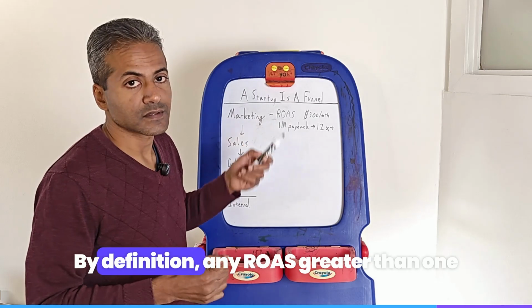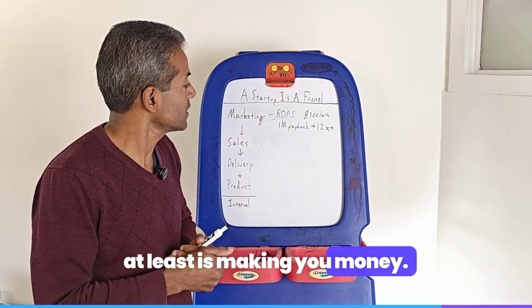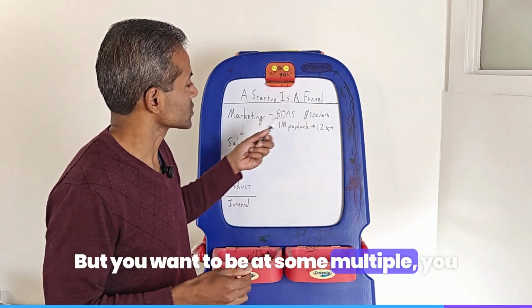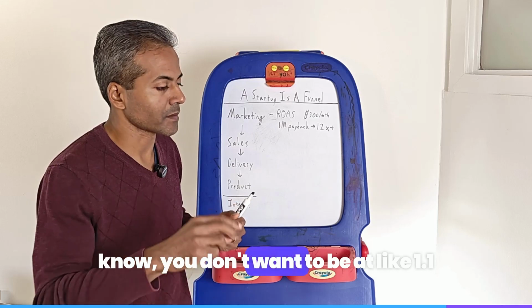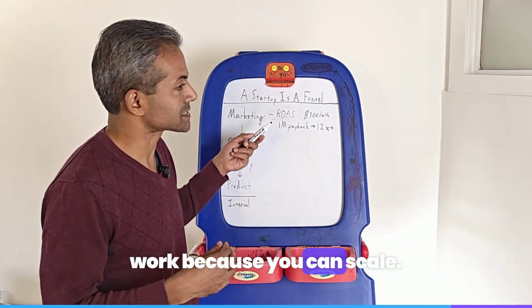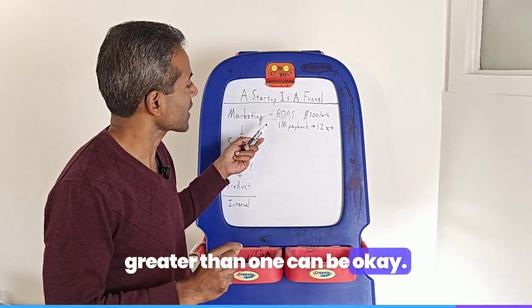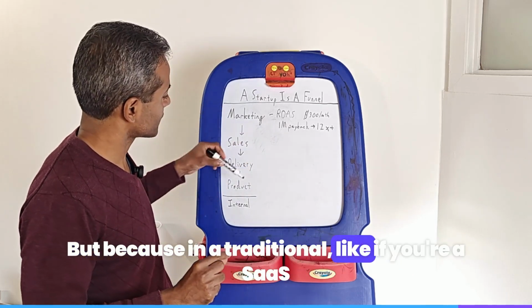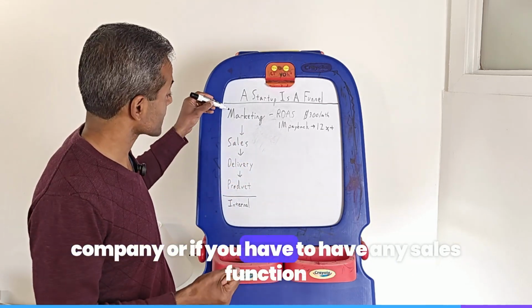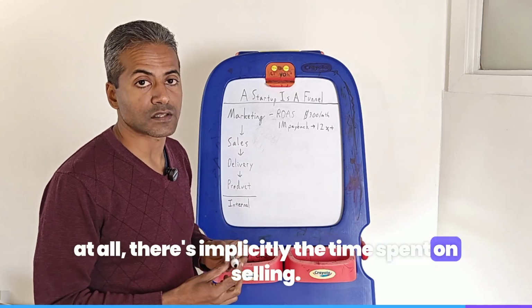By definition, any ROAS greater than 1 at least is making you money, but you want to be at some multiple, you don't want to be at like 1.1. In e-commerce, sometimes that can work because you can scale, and so just any number greater than 1 can be okay. But if you're a SaaS company or if you have any sales function at all, there's implicitly the time spent on selling.